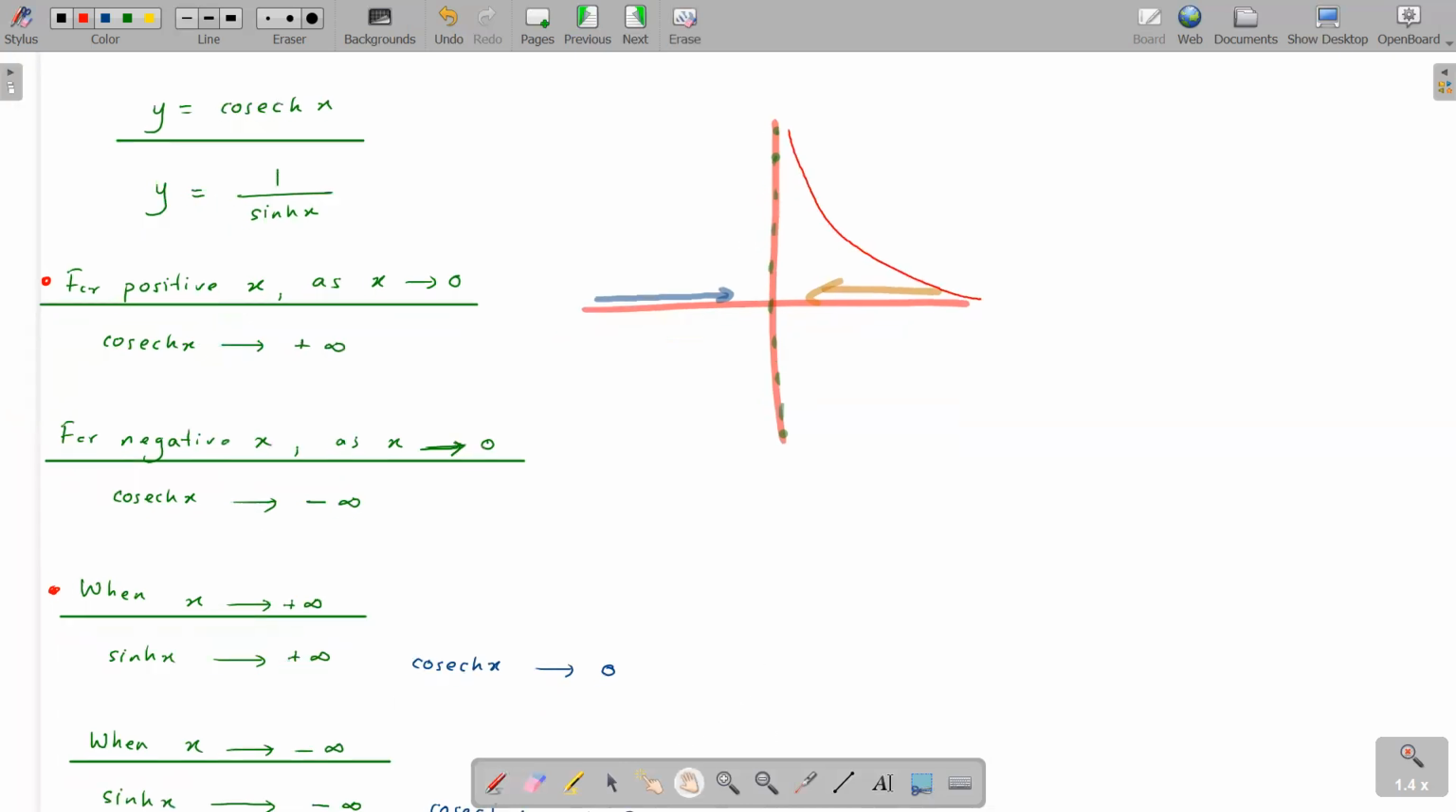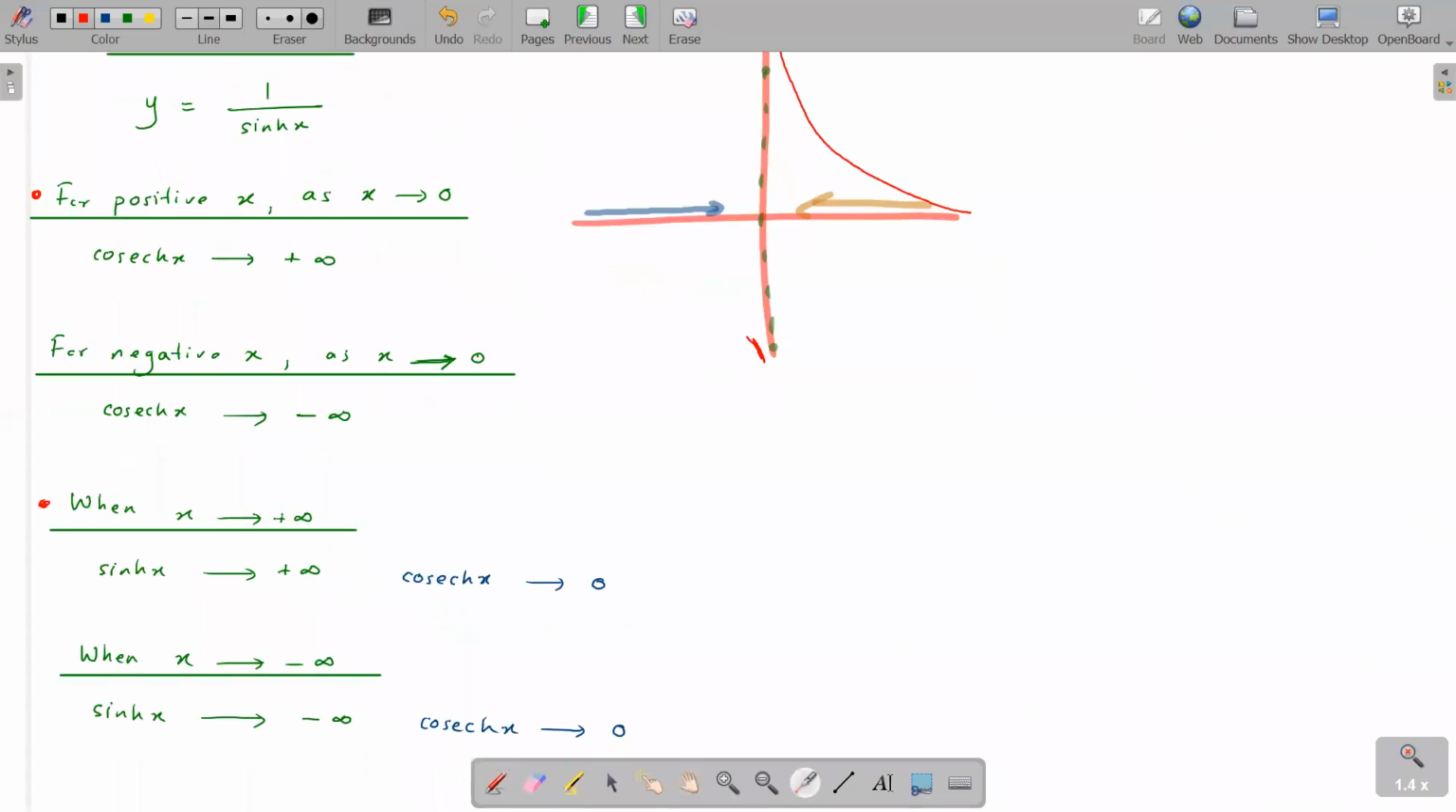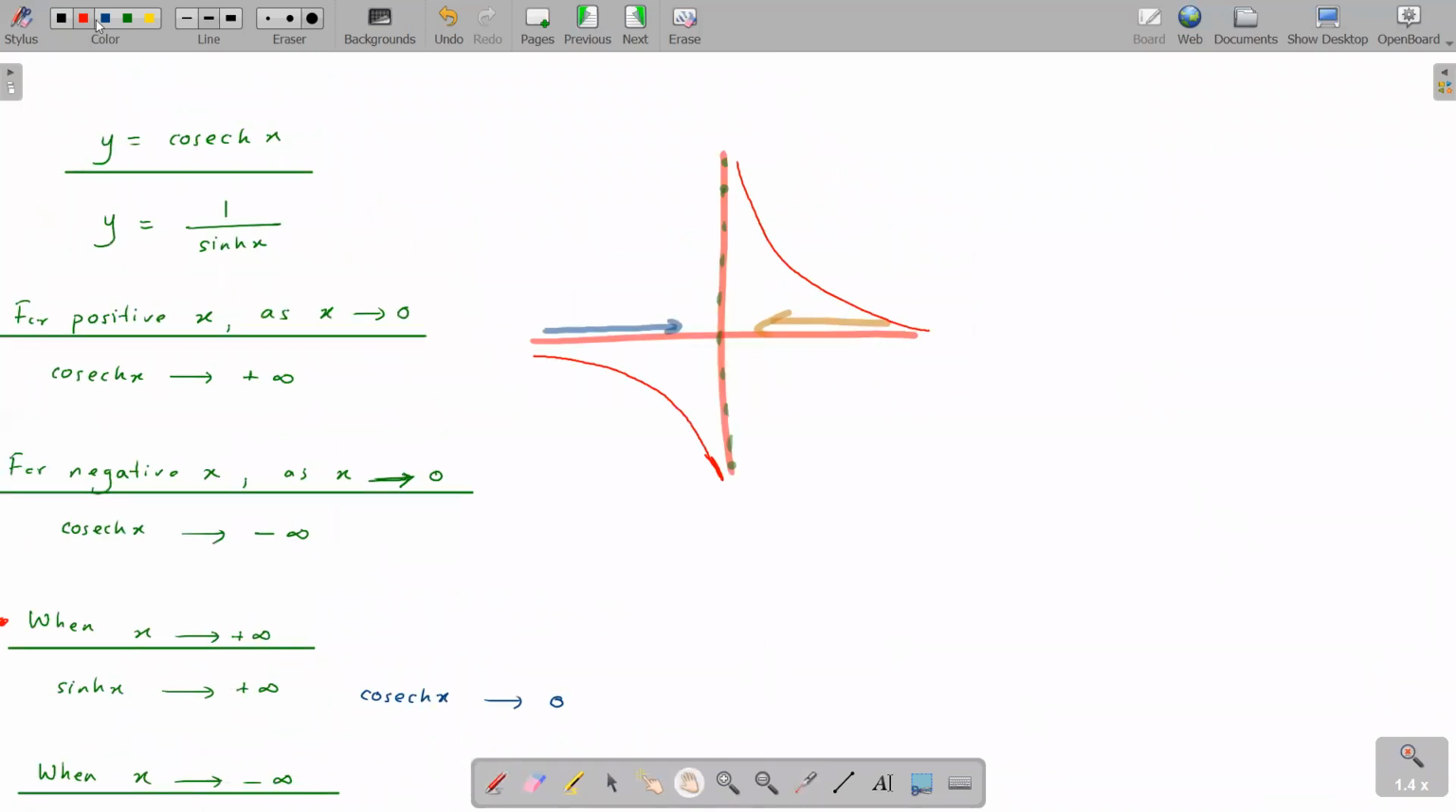Okay, and you can see the same thing on the other side. For negative x, as you get close to 0, you have a large negative y figure. So your graph is down over here. Right, guys, can you see? It should be down because it's a large negative y figure. And when x approaches negative infinity, you can see your graph reaches the y value 0. So you get this kind of graph.